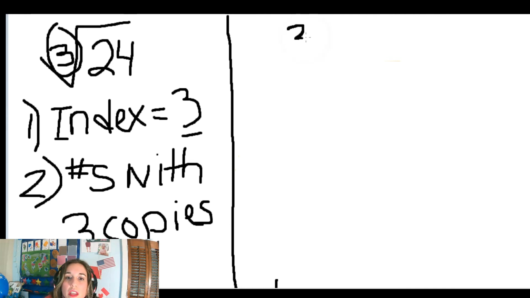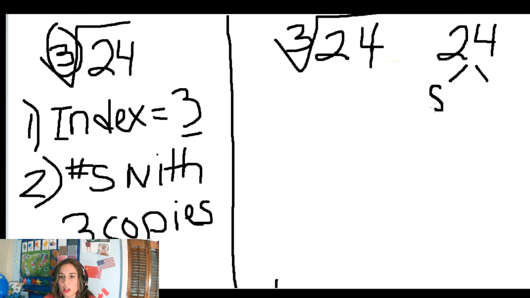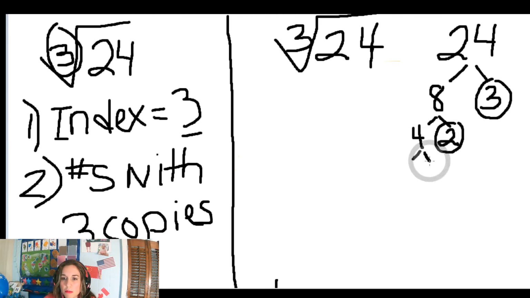So, okay, I have my cube root of 24. Remember, I'm simplifying it. So I'm going to take the radicand and I'm going to write the prime factorization of it. So my radicand is 24. I'm going to break that down into its prime factorization. So any 2 factors of 24, let's say I pick 8 and 3. 8 is not prime, 3 is prime, so I'm going to circle it, but I have to keep going with 8. I can do 4 times 2. 2 is prime, 4 is not, so I have to keep going even further. 2 times 2, beautiful, those are both prime, I circle them.